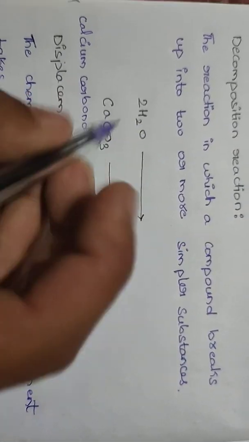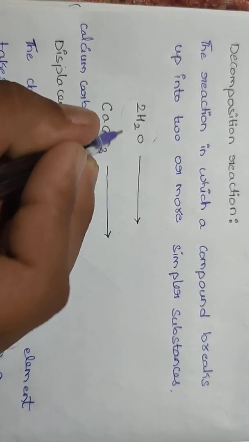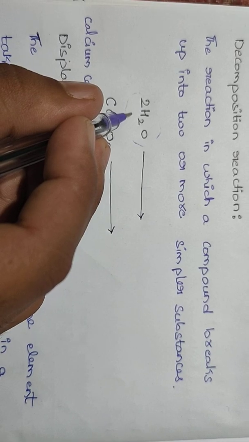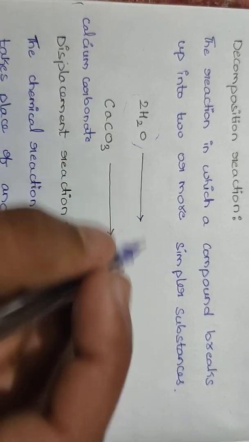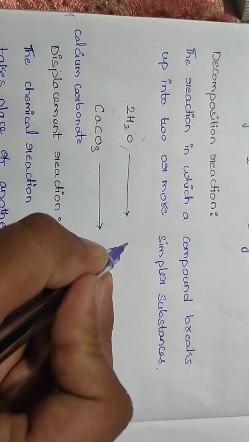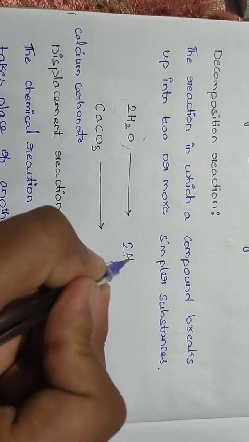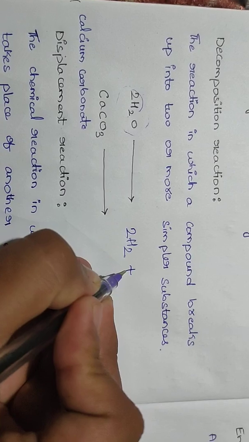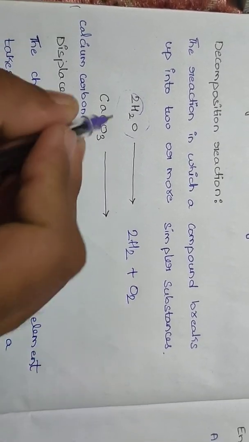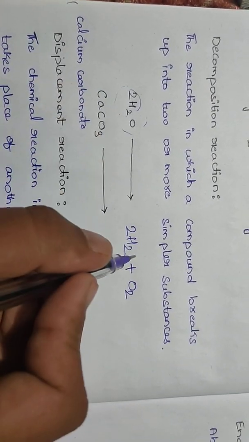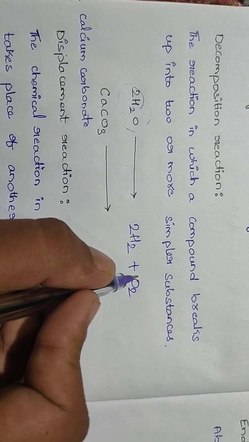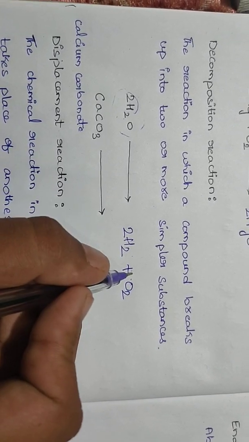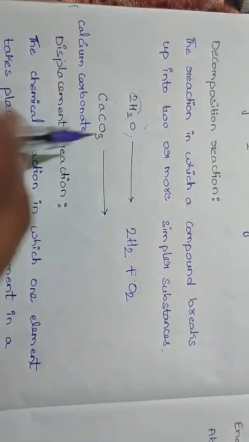See, here we have an example. This is one single component, and it is breaking down into two. 2H2O breaks into 4 molecules of hydrogen plus 2 molecules of oxygen. So one product is breaking down into two simpler substances, which is known as a decomposition reaction.